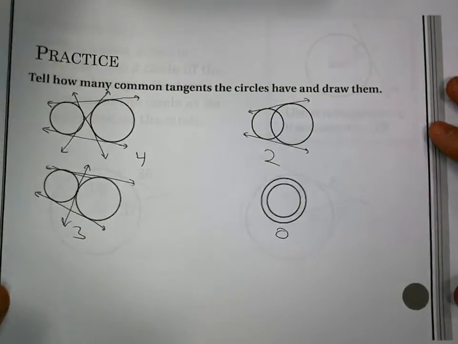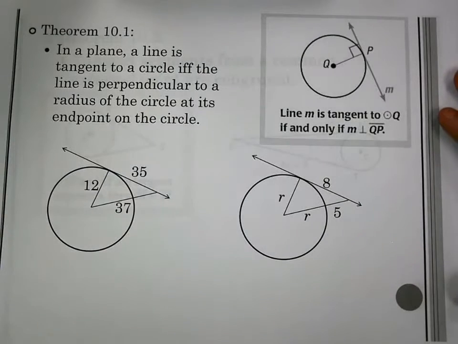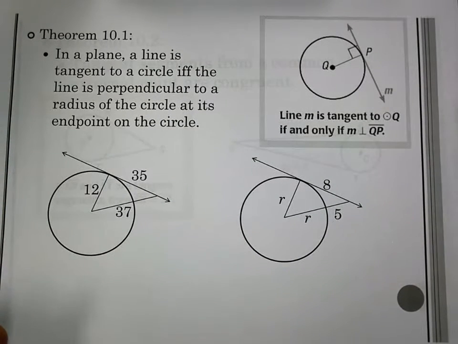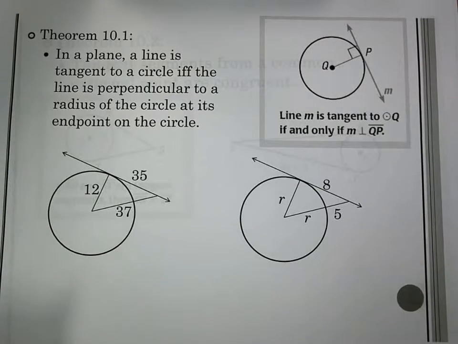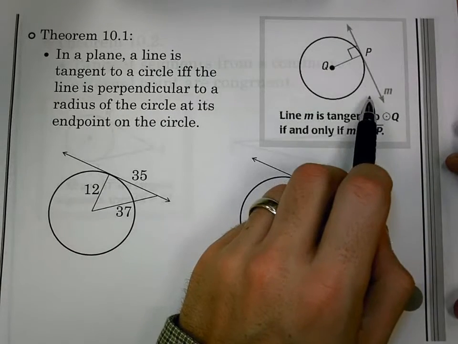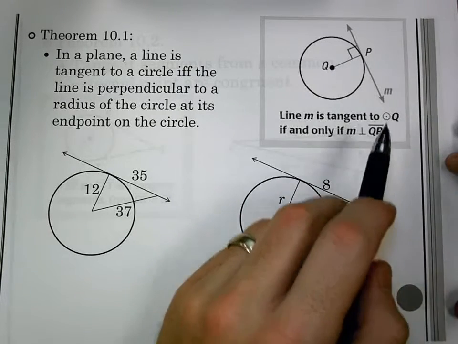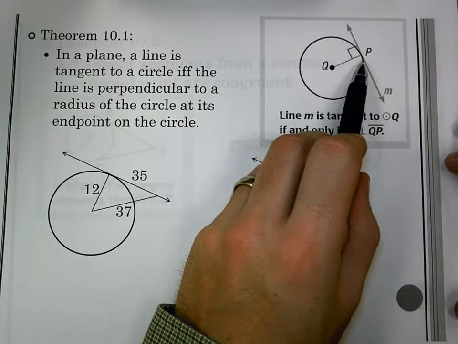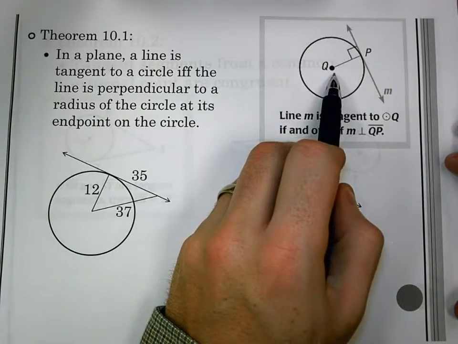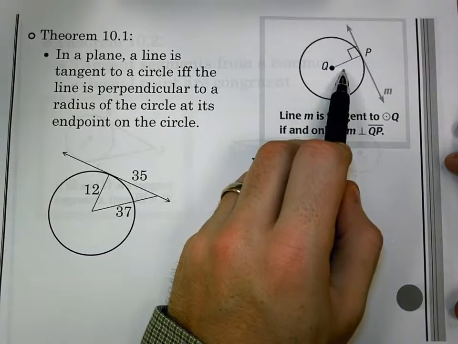Okay, now let's look a little bit more at tangents, because that's really what this section is focused on. Our first theorem says, in a plane, a line is tangent to a circle if and only if the line is perpendicular to a radius of the circle at its endpoint on the circle. So what that is looking at is it's saying this line M here is going to be tangent to the circle if and only if it's perpendicular to QP. QP we can also think of as the radius.